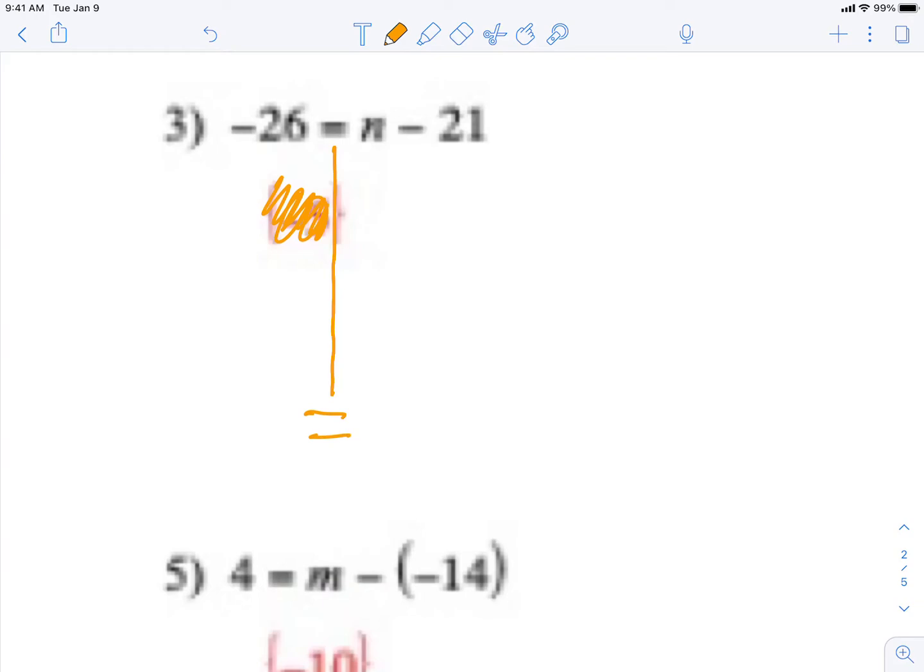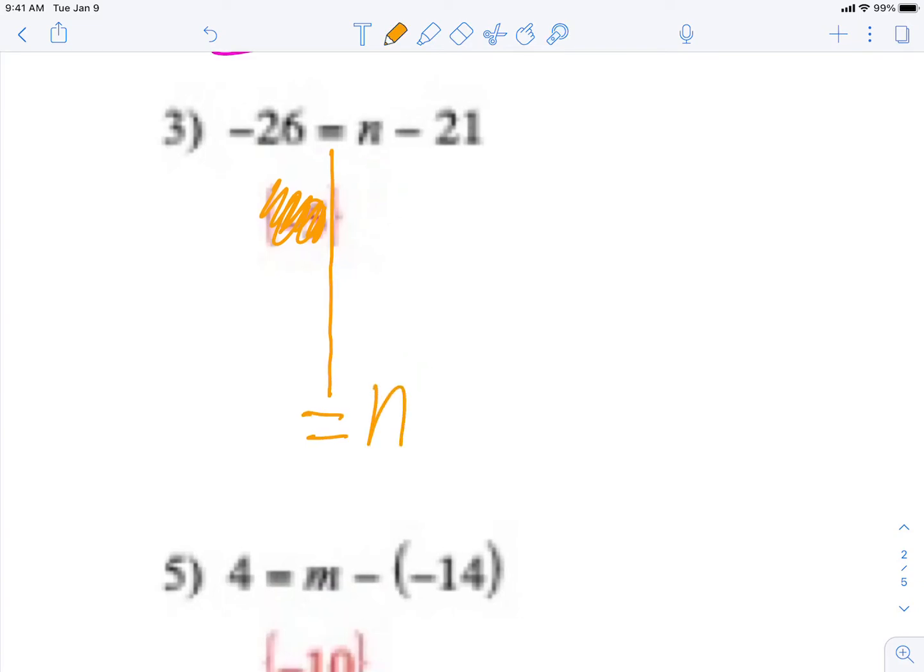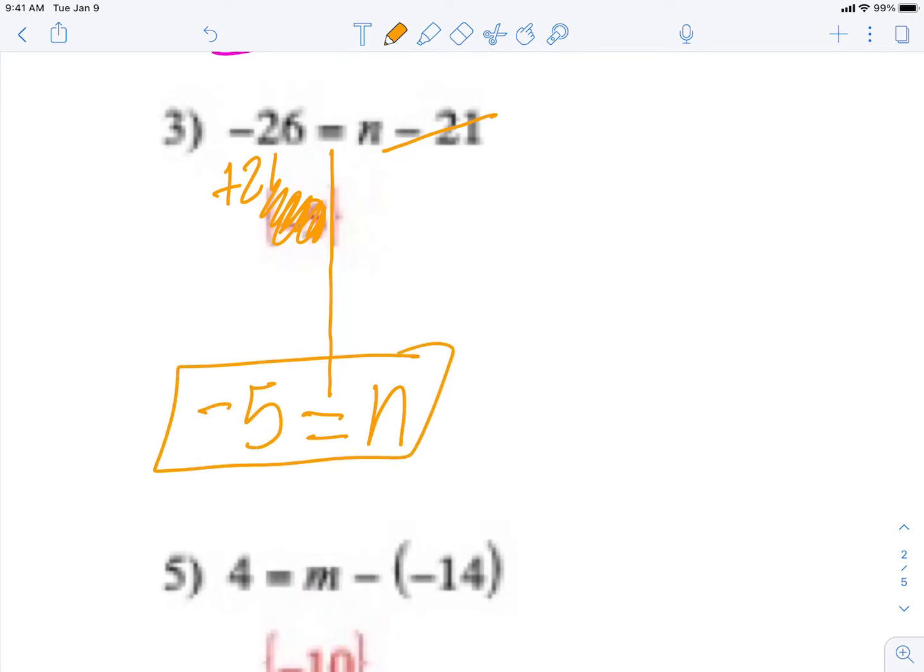Now this one's a little different because look, this time the variable's on the right side. So the n comes down there like that. So that means the numbers are going to be here on this side. So I got to move this minus 21 over to the left side and it becomes plus 21. So a negative 26 and a positive 21 are not the same signs. So I subtract them. 26 minus 21 is 5. And it's a negative 5 because 26 is bigger and 26 is a negative. That means the answer is going to be negative as well. Right?